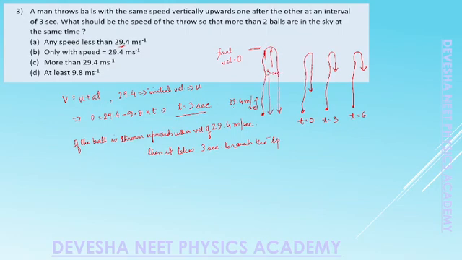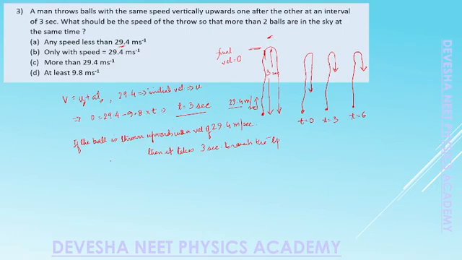Correct. Now, just try to understand, right? If 29.4 meters per second takes 3 seconds, and if I throw at a higher speed, it will go higher, right? Because we saw that the time taken is proportional to the velocity at which it is thrown. If the velocity is more, then it will go for a longer duration, to a greater height, and the time taken will also be more than 3 seconds.